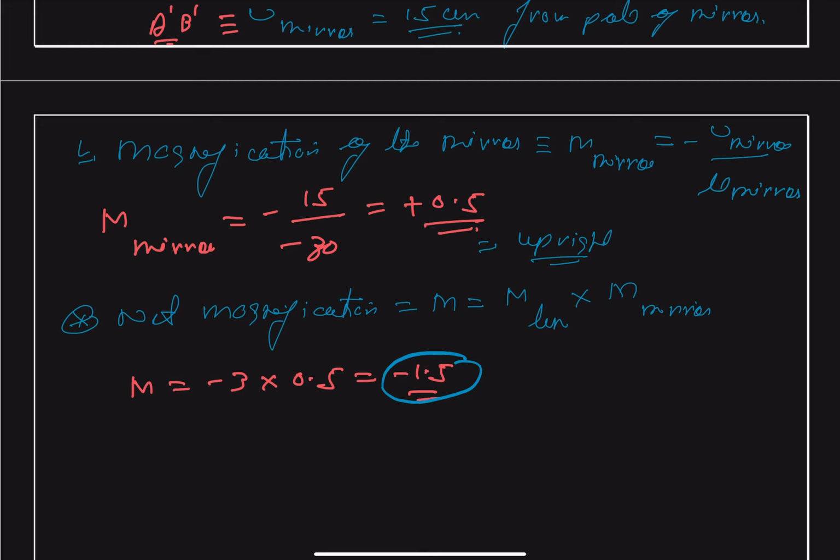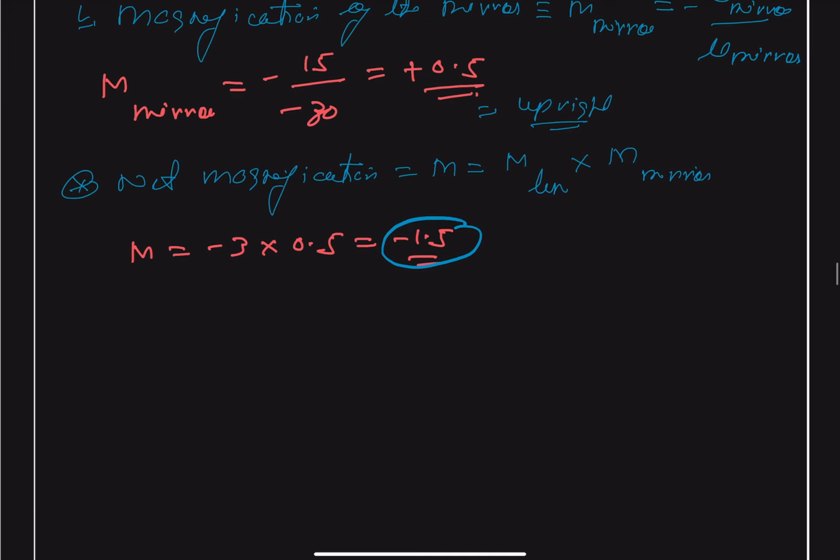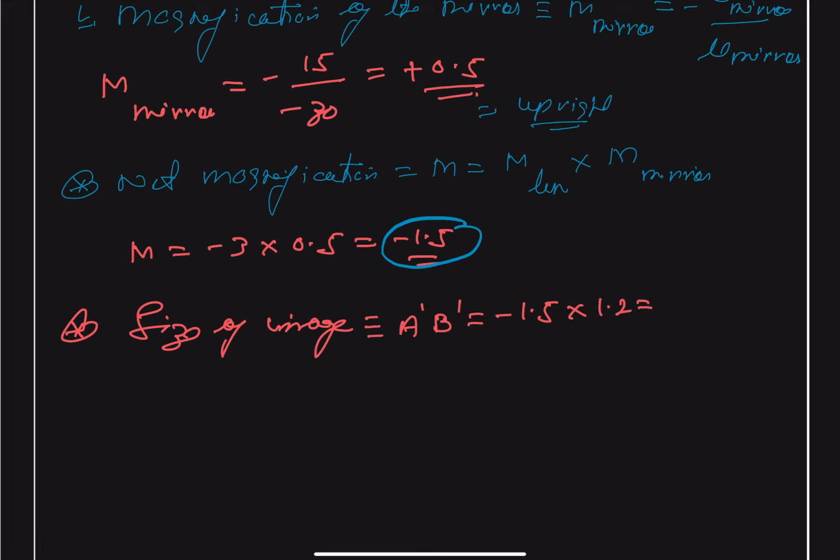And therefore this is the magnification, and therefore we can write that the size of the image, which is our A prime B prime, will be equal to minus 1.5 multiplied by the size of the object, 1.2. This gives minus 1.8, and this will be in centimeters.